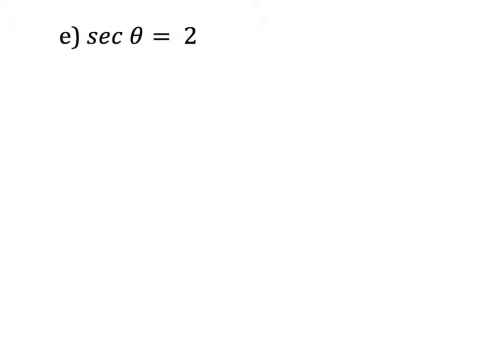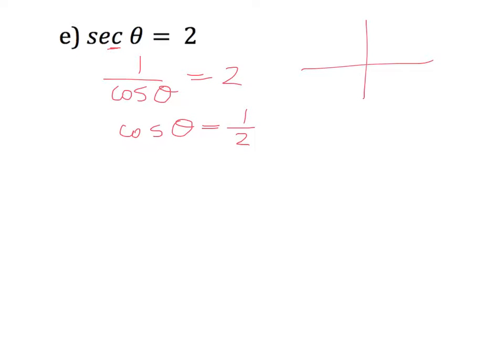Another example, sec theta equals 2. Now sec, remember the third letter rule, is 1 on cos. So 1 on cos theta equals 2. That means timesing both sides by cos theta and dividing both sides by 2, you get cos theta equals half. Positive half. So cos is positive in the first and the fourth quadrant, or stations 2 central.